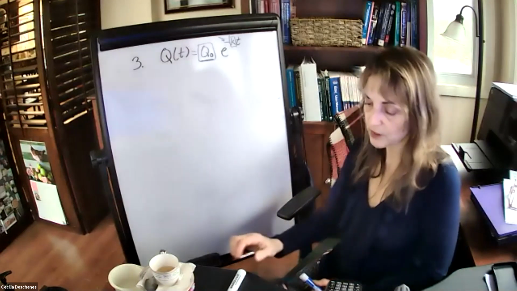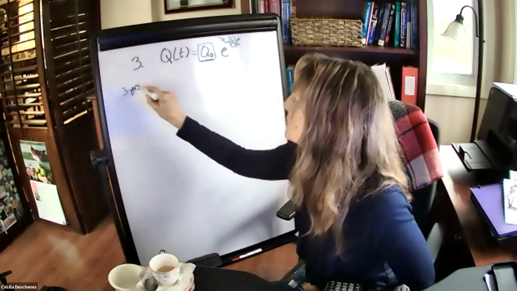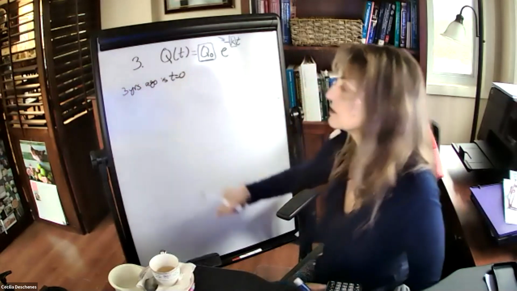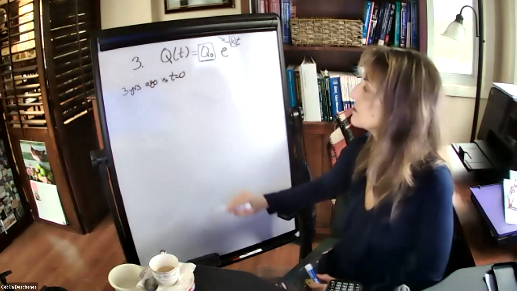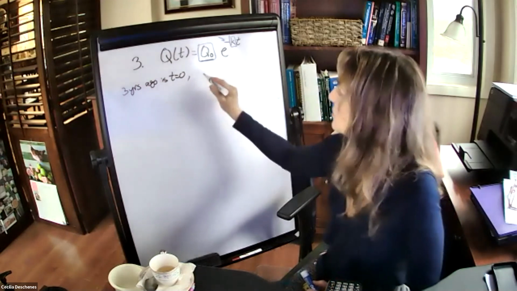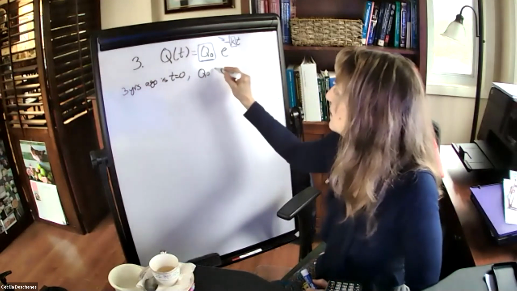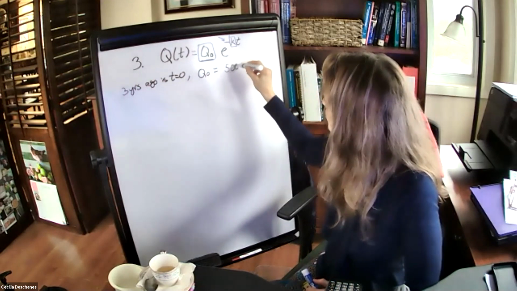Okay, so they purchased a certain piece of machinery 3 years ago. So we're going to say that 3 years ago is t equals 0. So we're going to say that's when we started counting time, was 3 years ago, is t equals 0. And the initial amount, the initial quantity it was worth, was 500,000.